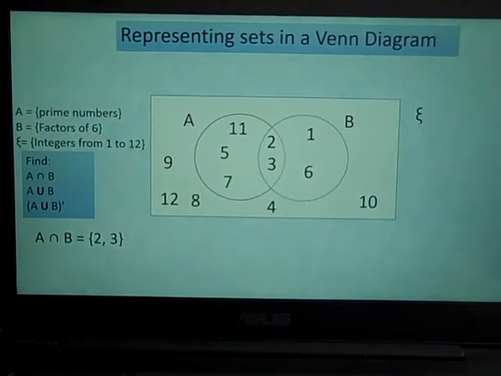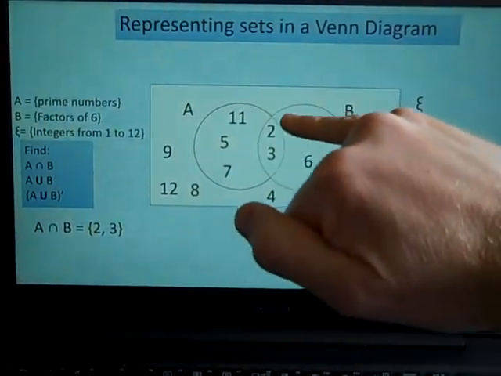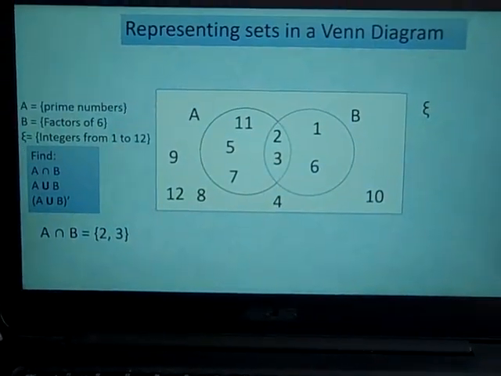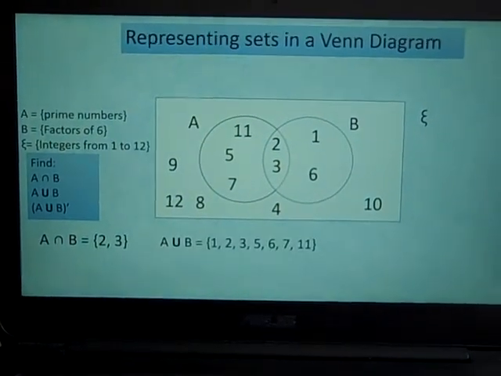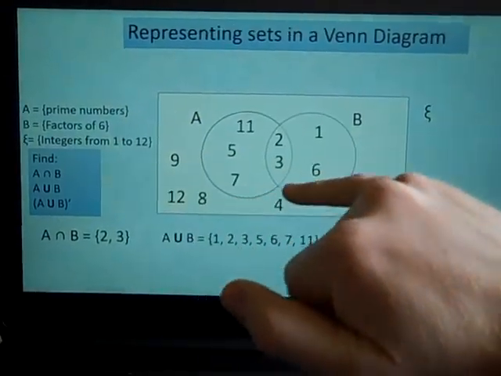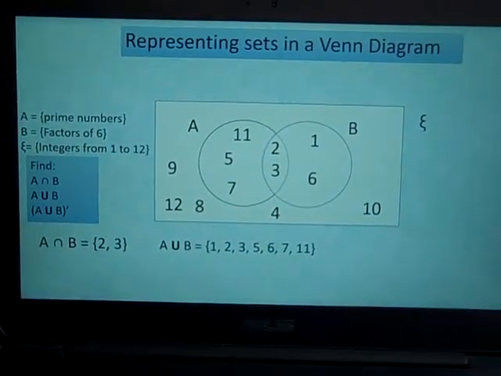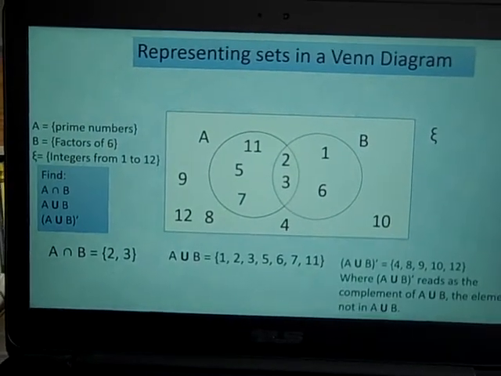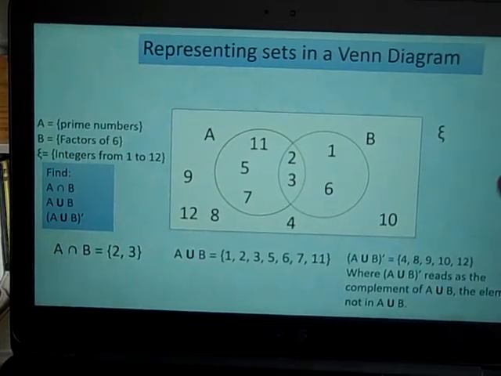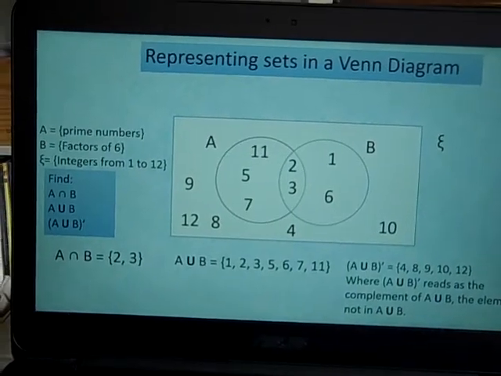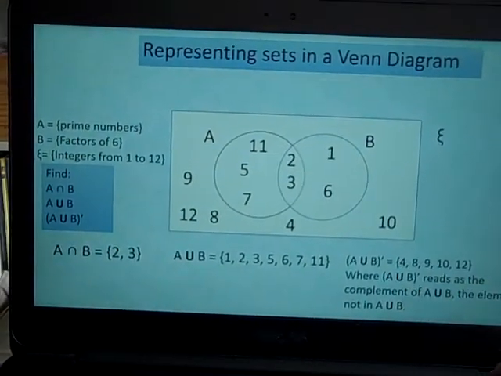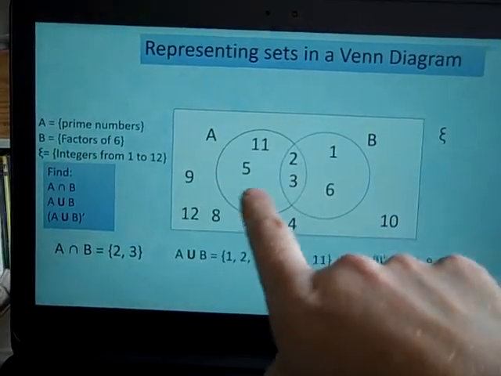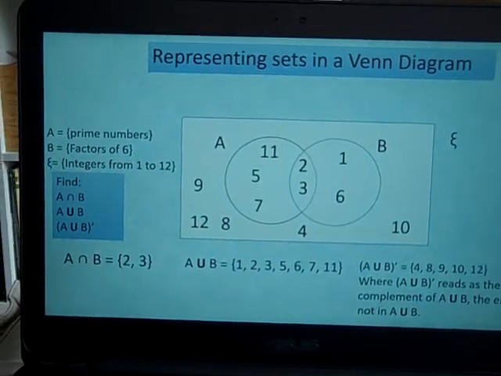So A intersect B is the values within the middle. So we've got 2 and 3. A union B, that's all of the values within A and B. So 1, 2, 3, 5, 6, 7 and 11. And then the complement of A union B, which basically means all the elements not in A union B. So you can see we've got 4, 8, 9, 10 and 12 within there.